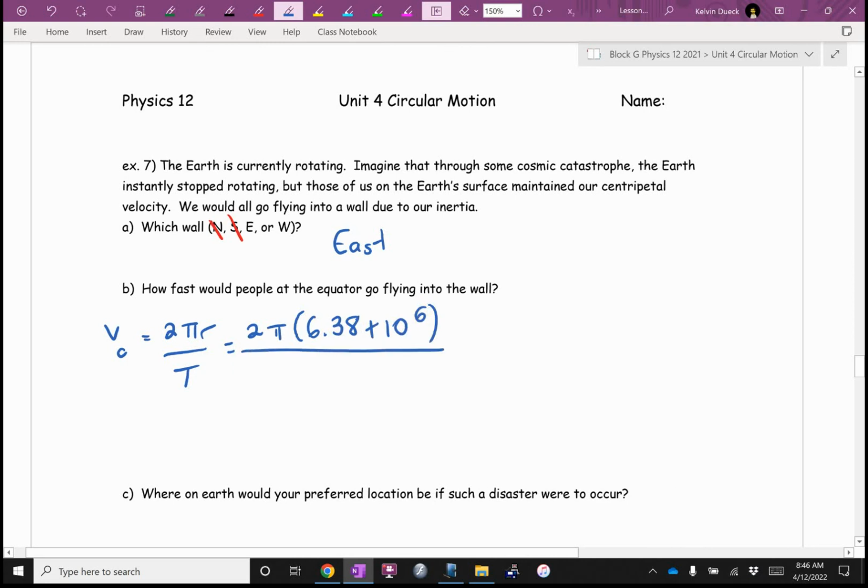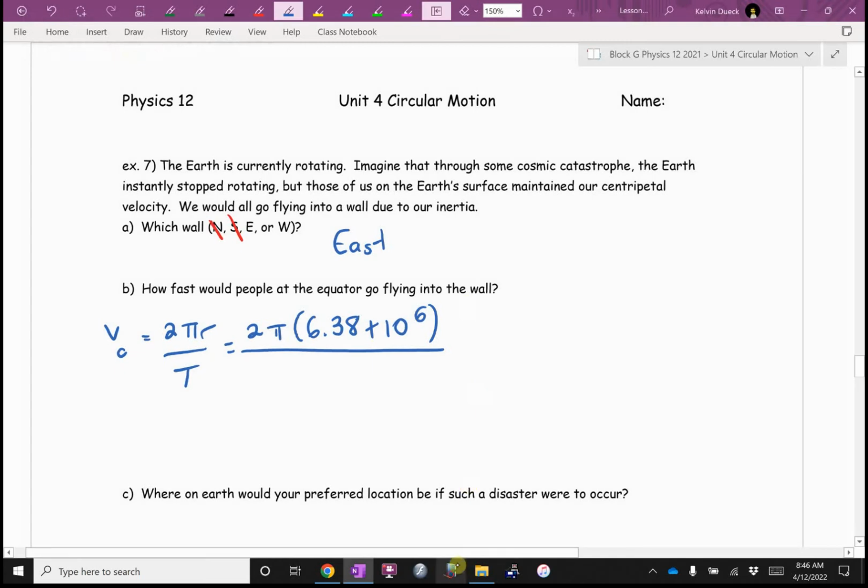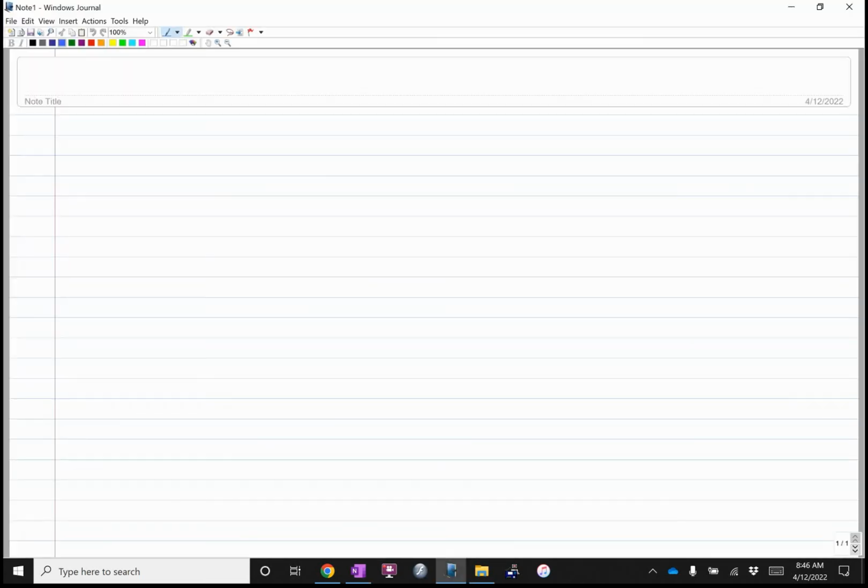What's the period of the Earth? 24 hours. That's okay. Can you all get your calculators out, please? On your calculator, can you go 24? How would I convert that to seconds? Times 60 squared. You get 86,400 seconds. That's what I gave you on your data sheet too, right?